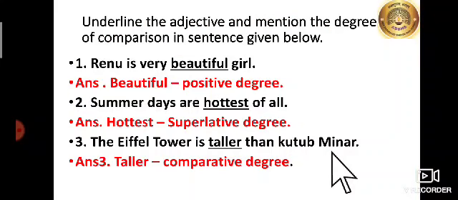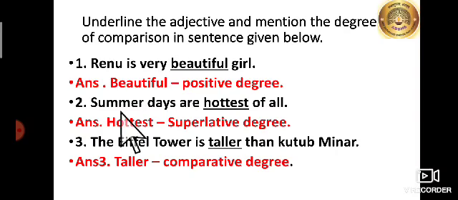Students, let's solve a short exercise for your better understanding. You have to underline the adjective and mention the degree of comparison in the sentences given below. First sentence: Renu is a very beautiful girl. Now here in this sentence Renu is not compared with any other girl. So beautiful becomes positive degree.